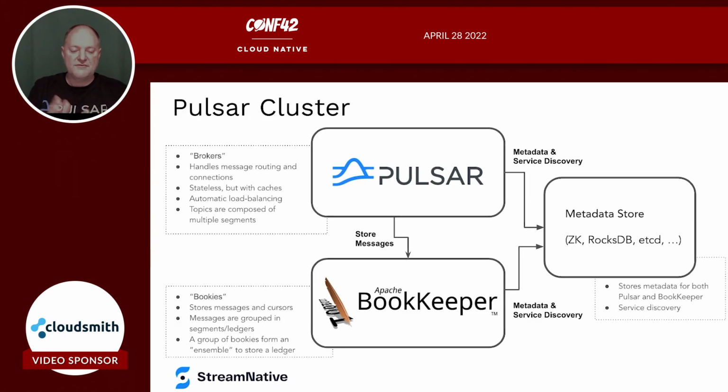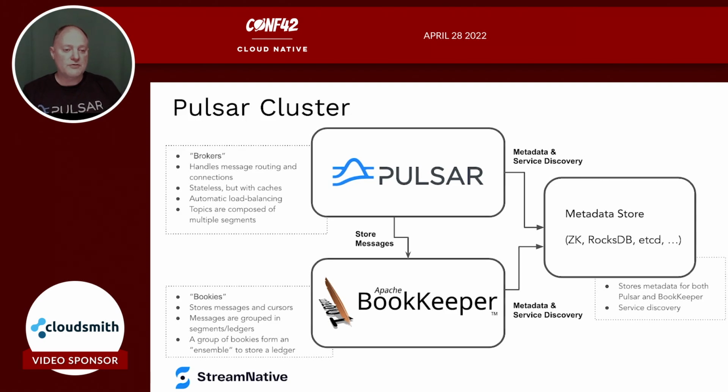What's nice is the different layers are isolated, and as such, we've isolated the metastore out. The metadata store is used for metadata that both layers need and for discovery of services. This is now independent of a particular implementation. As of right now, we have ZooKeeper, RocksDB, and etcd coded. And because it's open source, I'm sure people will be adding more. There are a lot of developers out there.